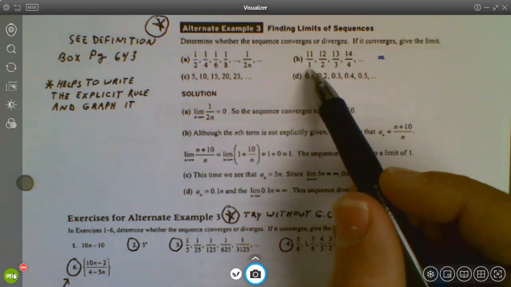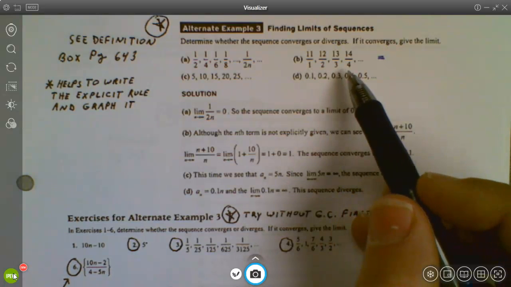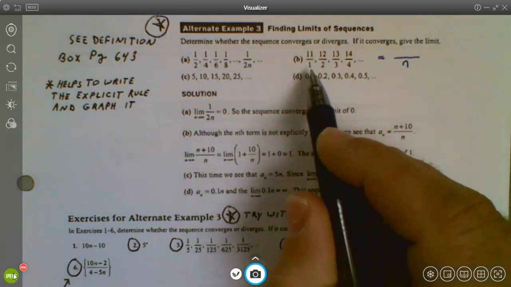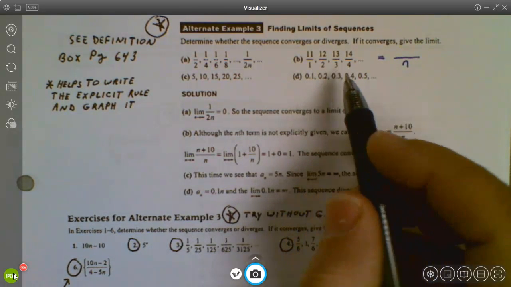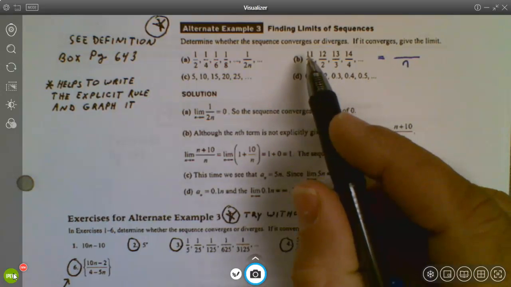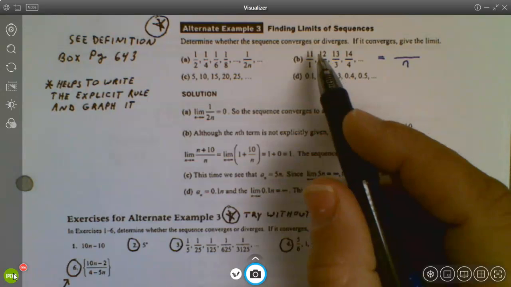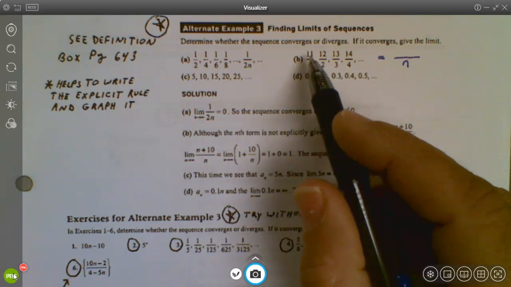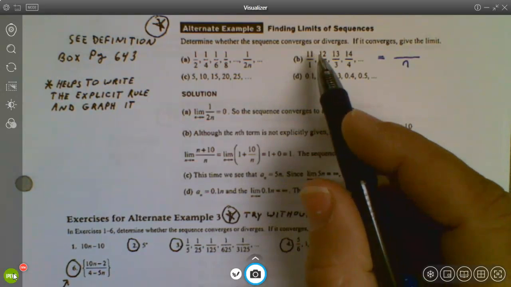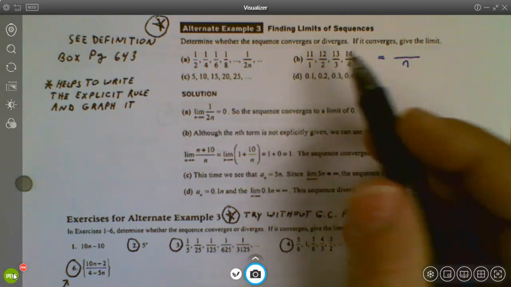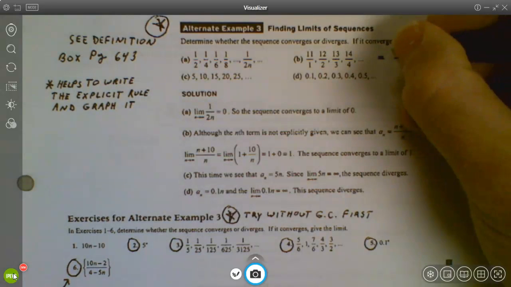So as I look at this, just looking at the bottom numbers, 1, 2, 3, 4, those can just represent n, because that's my first term, second term, third term, fourth term. As I look at the top, this is where I would separate out 11, 12, 13, 14, and I would say, what did I do to 1 to get 11? Because that's my first term. What did I do to 2 to get 12? What did I do to 3 to get 13? And in all cases, I'm taking my value for n, and I'm adding 10.